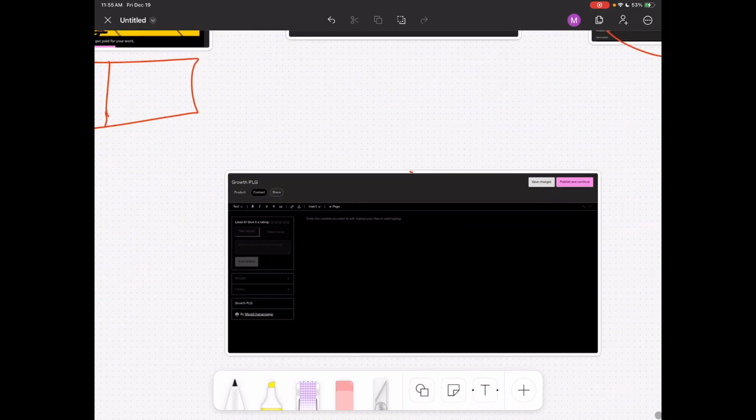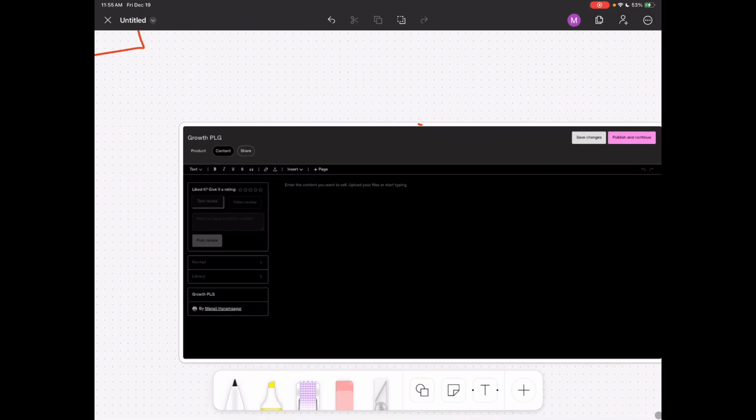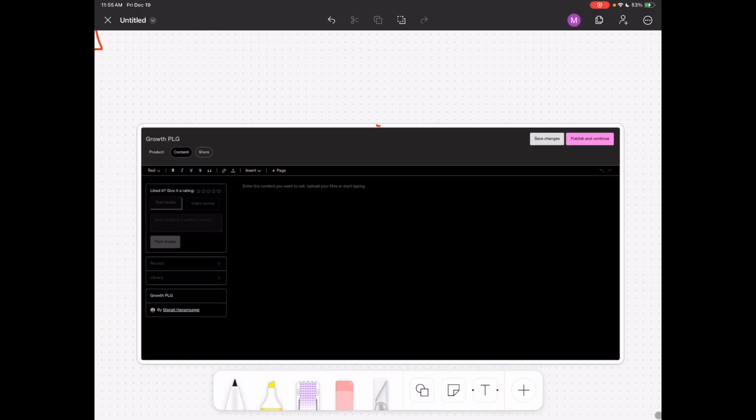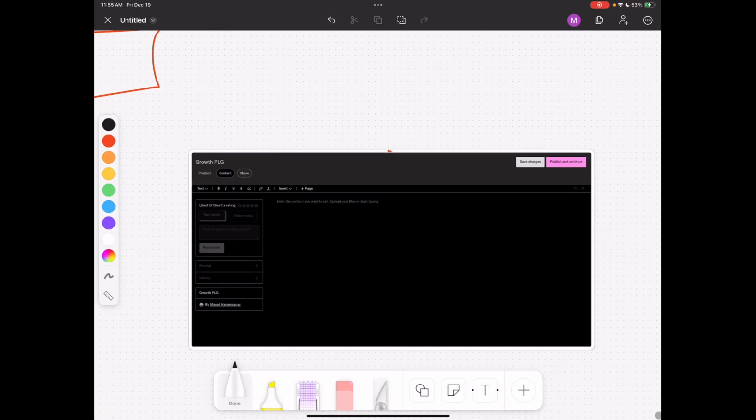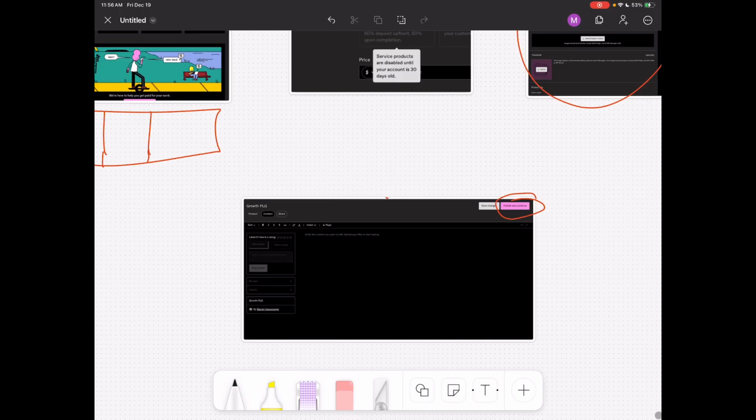Okay, so in terms of the content, this is really interesting because it's not about this page, which is, okay, upload the content you want, upload your files, or start typing. I think what's really interesting is this publish and continue. When I hit publish and continue, or when I tried to hit maybe share or something like that right here, it said, hey, you can't actually do that until you publish and continue. So it's telling me that Gumroad is trying to force you into this product flow that gets you to publish.